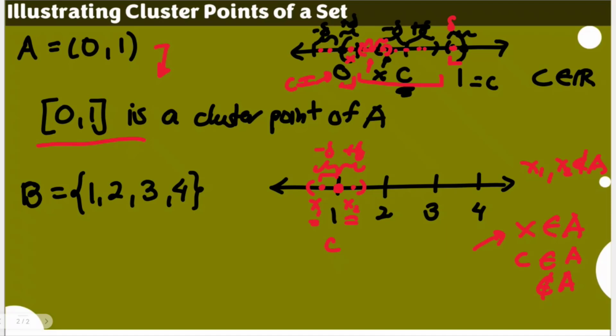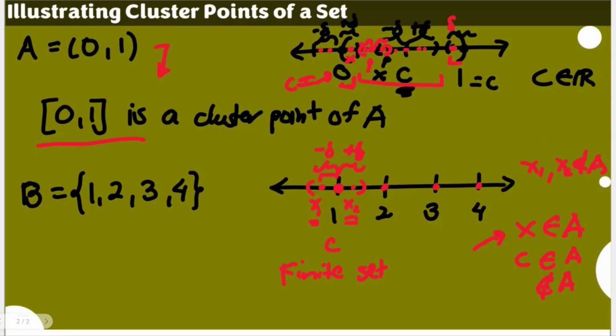This is also true for 2, 3, and 4. This is because this is a finite set. When you say a finite set, all the points in that finite set are not considered to be cluster points.